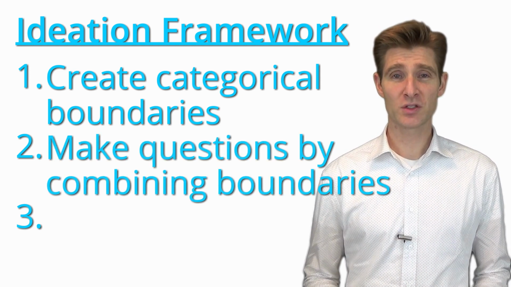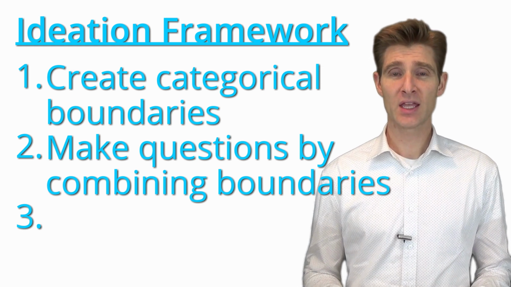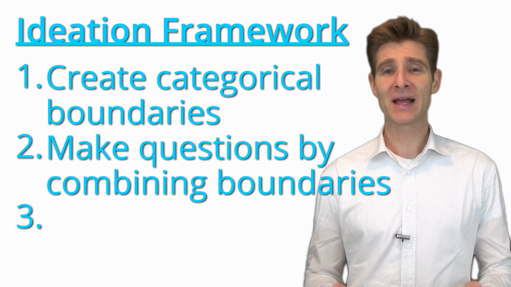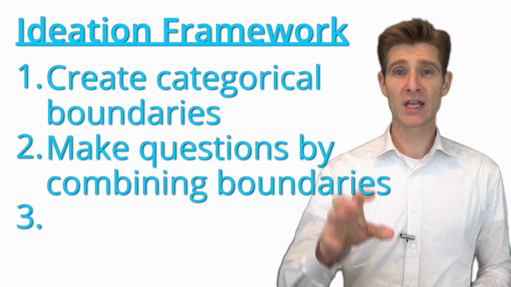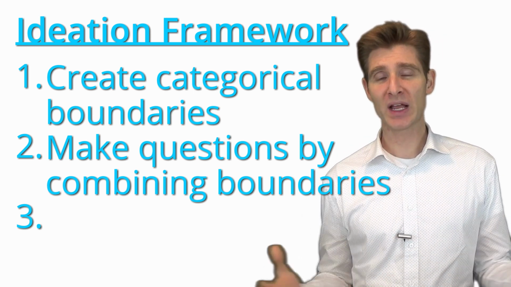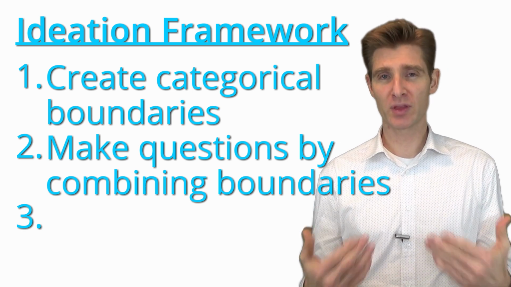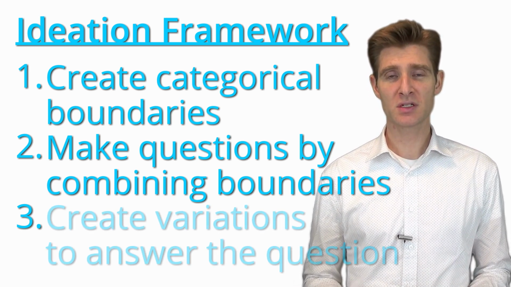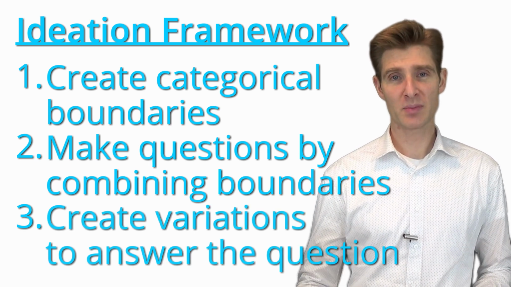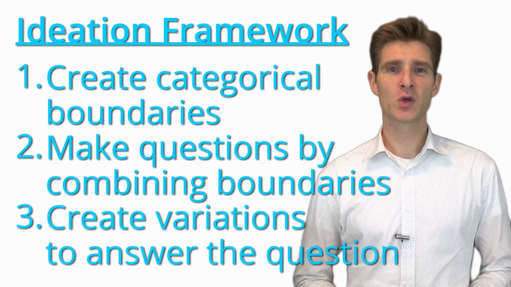The second thing that you want to do once you have your categorical boundaries is to formulate questions by combining multiple boundaries together. So you take things from one boundary and you combine them with another boundary, and by combining those, you're able to come up with a business question you could answer. The third step is once you have combined those to have the business question, then you create variations that would answer that business question. So let's walk through it so you can see what it looks like.